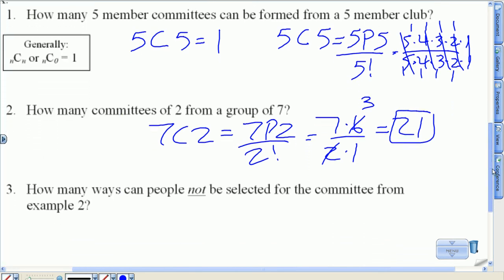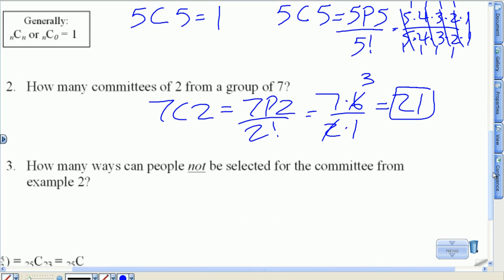All right, how many ways can people not be selected for the committee from example 2? Well, think about it. If you're selecting 2 persons for your committee, how many people are not getting selected? We can do 7C5. For every time you pick 2 people, there is 5 people that are not being chosen.